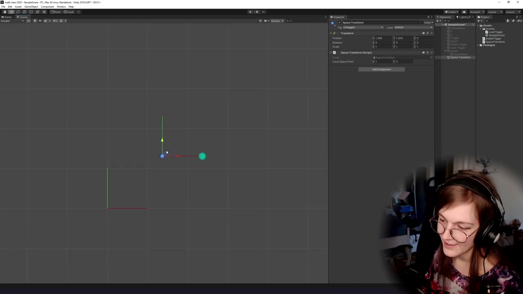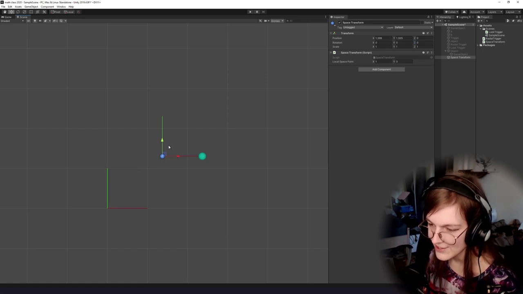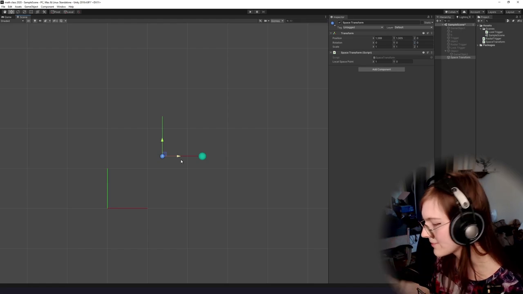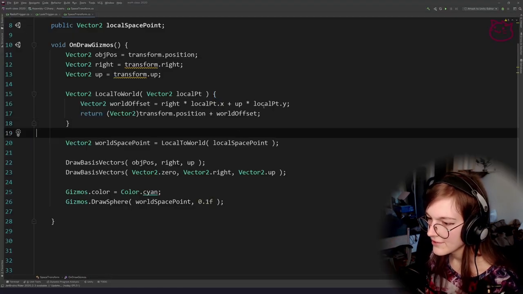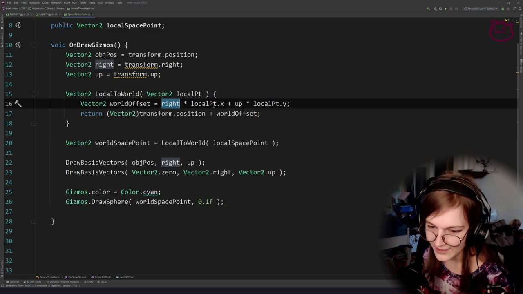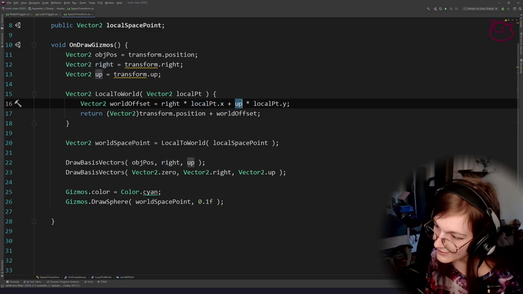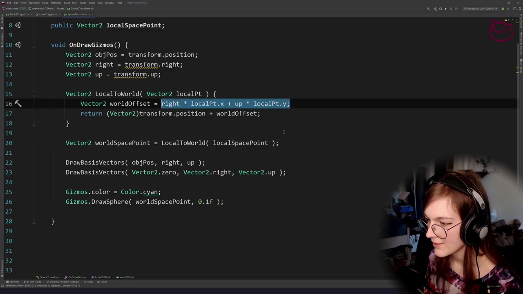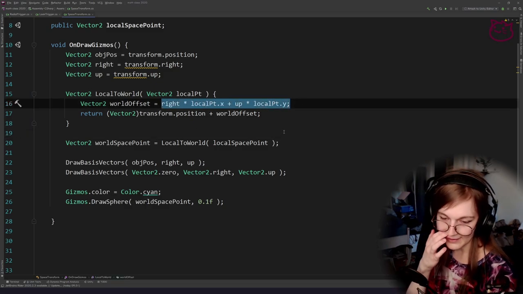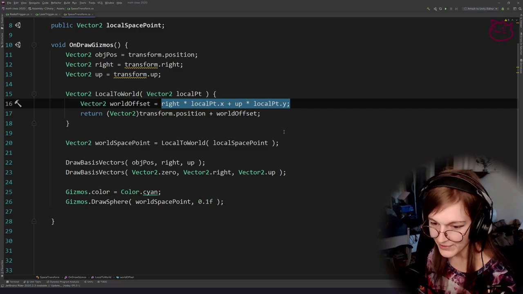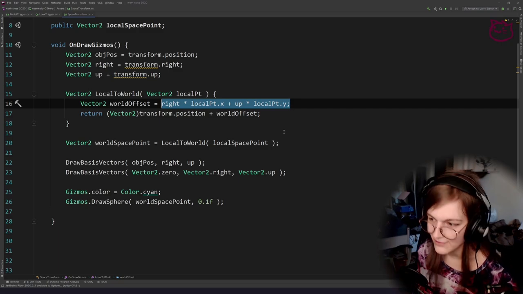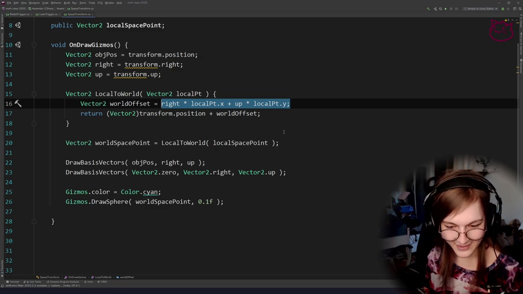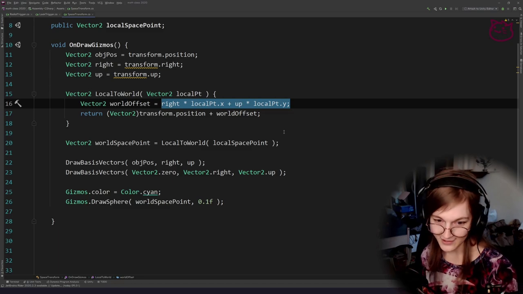In that case, we just need to subtract the position or add the position of this object in order to convert from local space to world space. So the reason we're doing the basis vector multiplied by the local coordinate and the other basis vector multiplied by the coordinate is because we need to make sure that we take rotation into account. If we don't do that, then it's a simple subtraction or an addition in order to figure out local to world. So that would make the exercise pointless and too easy. So that's what I mean by taking rotation into account.